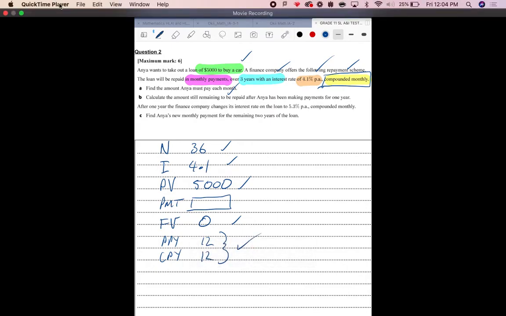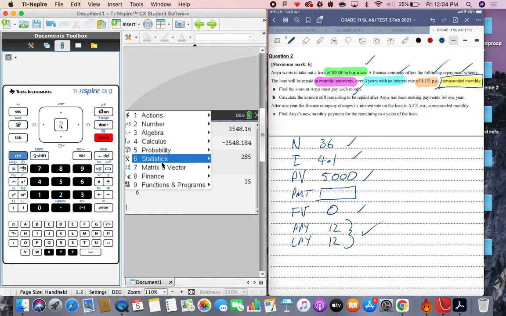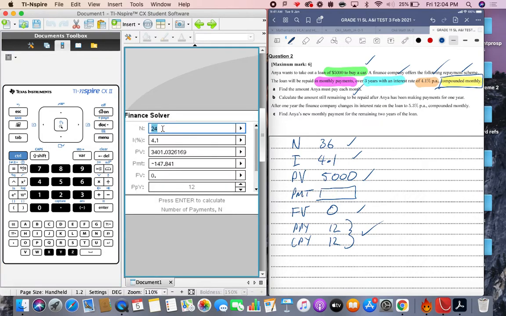Now, when we go to the Finance Solver, let's just remind ourselves of where it is. Menu, Finance, Finance Solver. Okay, so let's feed in 36, 4.1. Present value is 5,000. Final value is 0. PPY and CPY are both 12. And now remember, we click on the thing we're trying to solve for and press Enter.